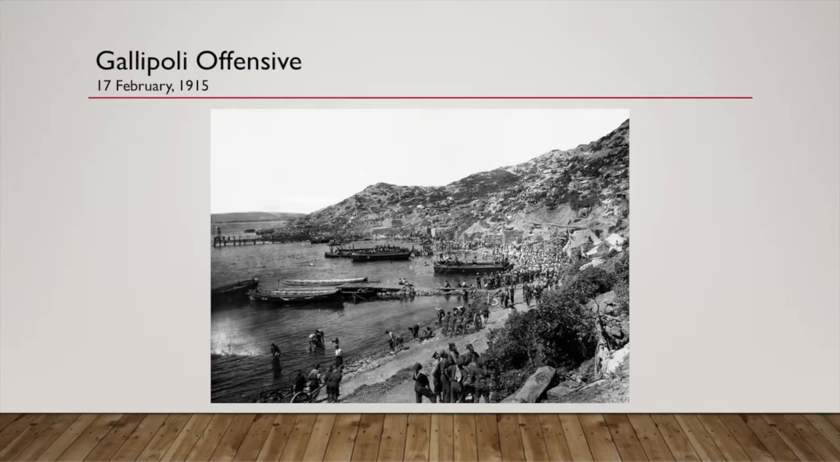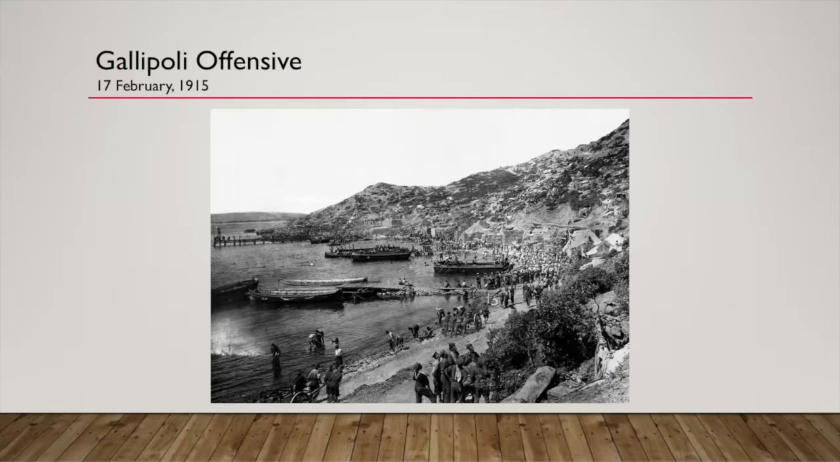The Gallipoli Offensive, 17th of February 1915. As the stalemate was developing in the Western Front, the Allies looked towards the east, in particular the Dardanelles Strait, which is crucial to link up the supply lines for the Russians. Thus, a beach assault was ordered on Gallipoli.